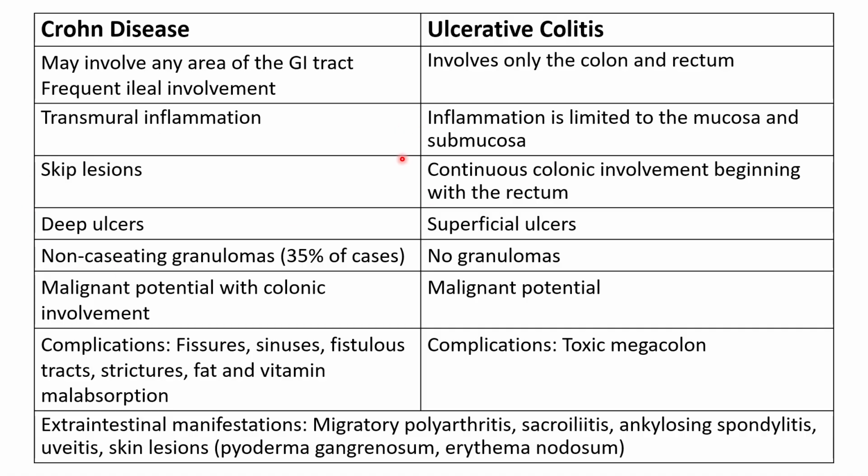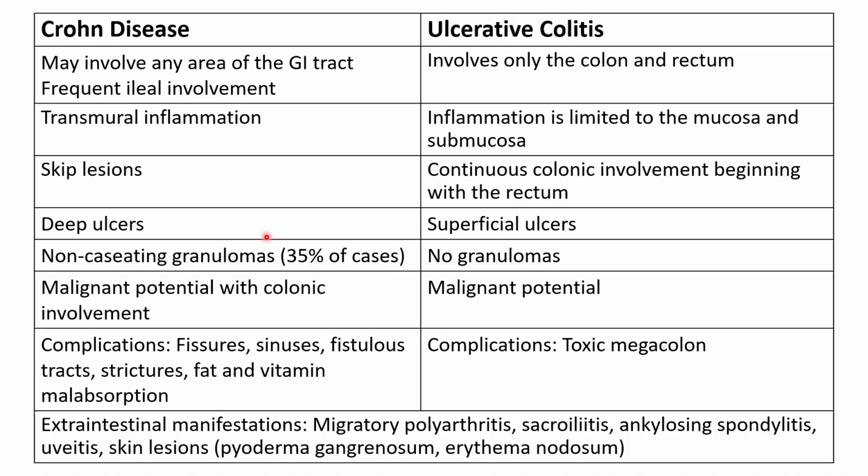In ulcerative colitis, on the other hand, you do not see skip lesions. The area of inflammation is continuous. It is not interspersed by normal mucosa. So there's continuous colonic involvement with inflammation beginning with the rectum.